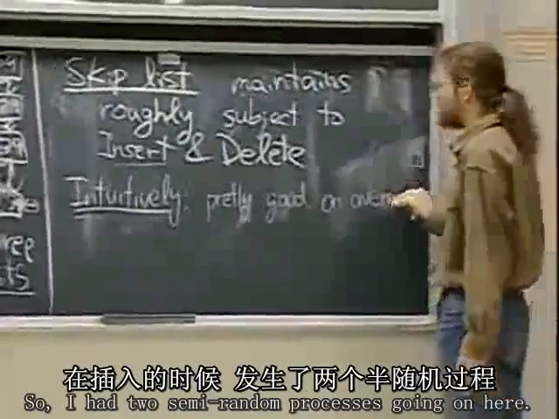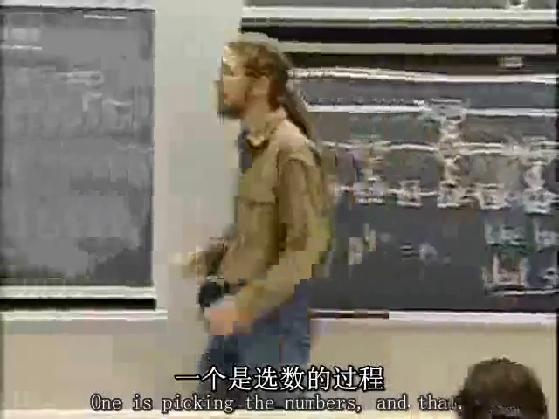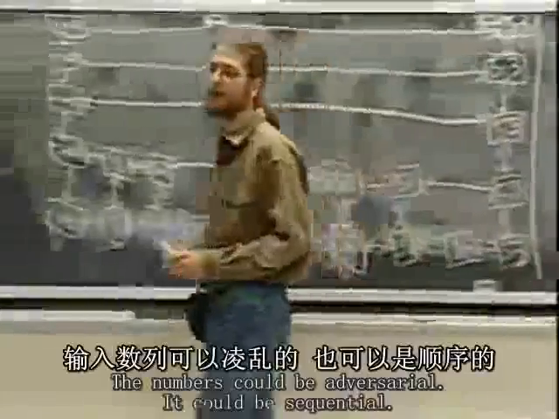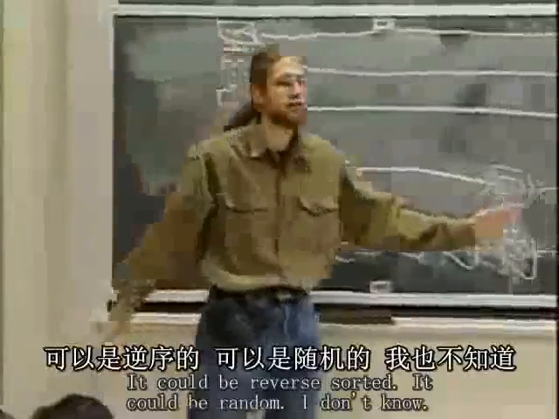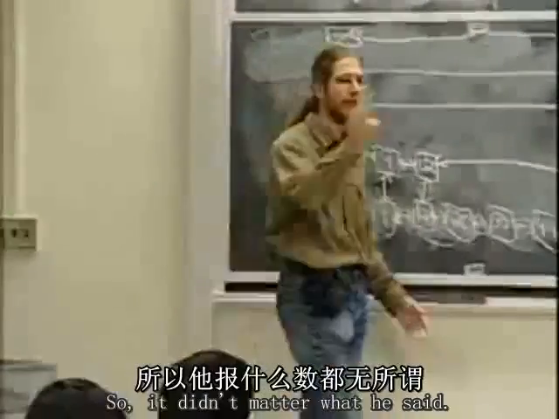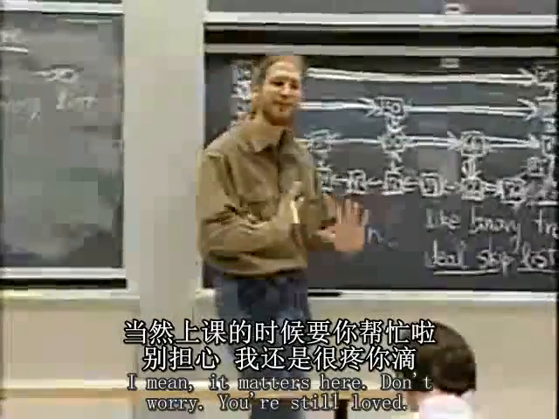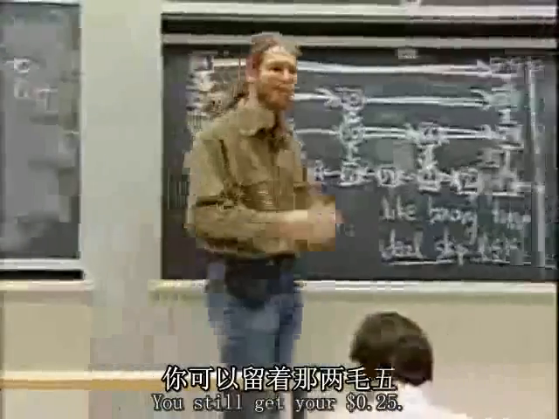So I had two semi-random processes going on here. One was picking the numbers, and that I don't want to assume anything about. The numbers could be adversarial, it could be sequential, it could be reverse sorted, could be random, I don't know. So it didn't matter what he said. At least it shouldn't matter. It matters here. Don't worry. You're still loved, you still get your 25 cents.